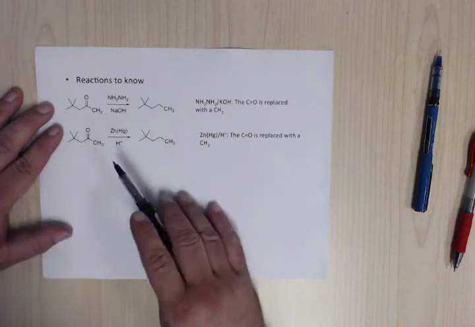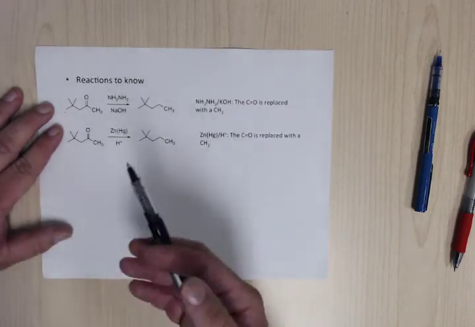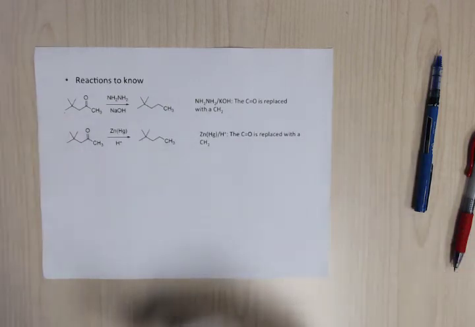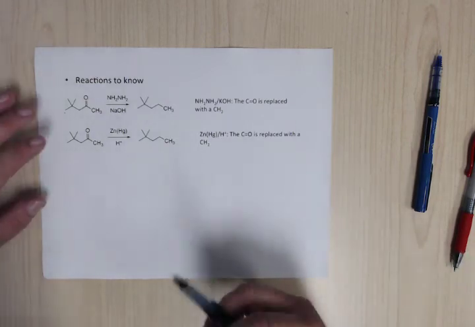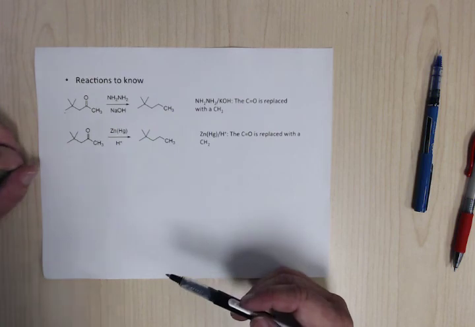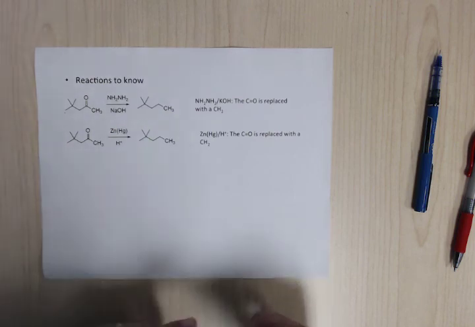And the reason why we have 3 different ways to do the exact same thing is that as the molecule gets more complicated, some groups are going to be more sensitive to acid or base or hydrogenation, things like that. So you have to take that into account. So it's good to have different ways of doing the same thing to give you flexibility. So good luck.